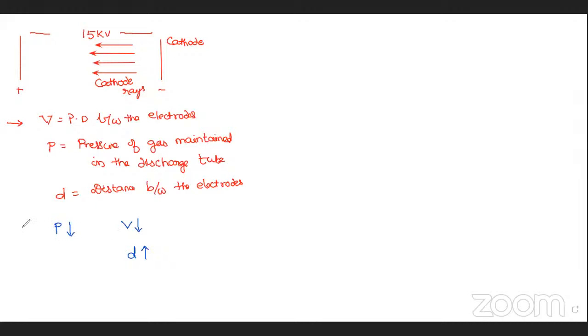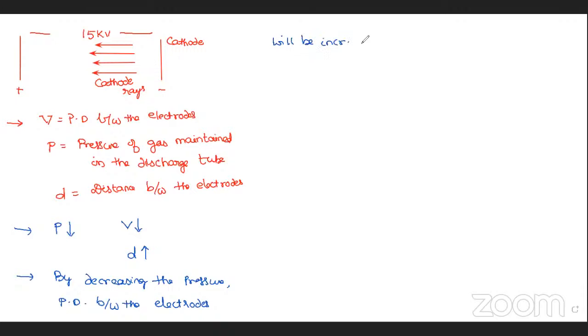Right, good. So the advantage here we found by decreasing the pressure: the PD between the electrodes will be increased, and also the separation between the two electrodes.